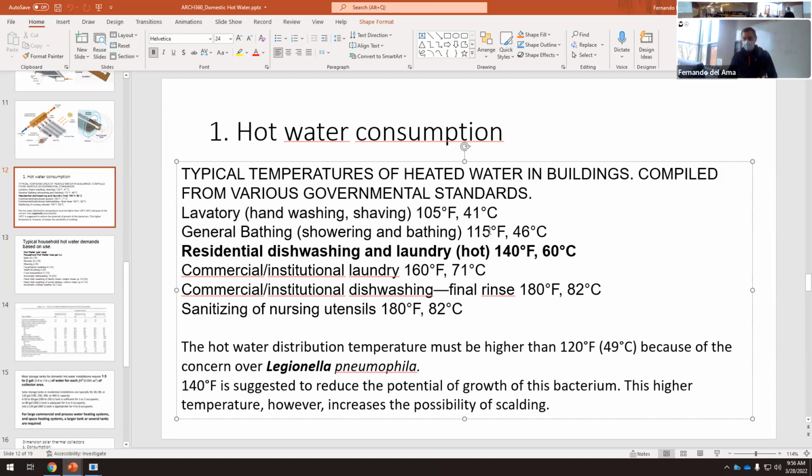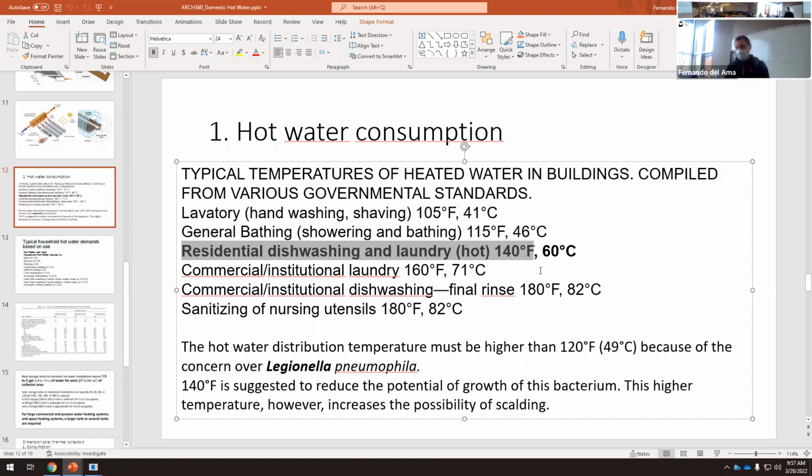If we are taking a shower, 115 Fahrenheit is good. For residential dishwashing and laundry, it's up to 140 Fahrenheit. And then there are other sanitizing or nursing units, where we can get up to 180 Fahrenheit. But for residential buildings, we need to heat up the water up to 140 Fahrenheit.